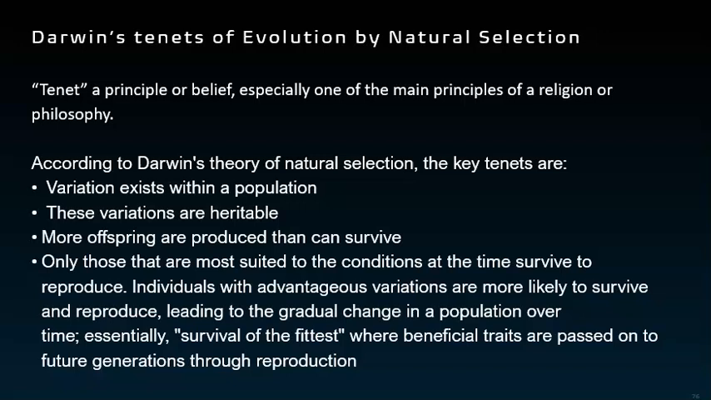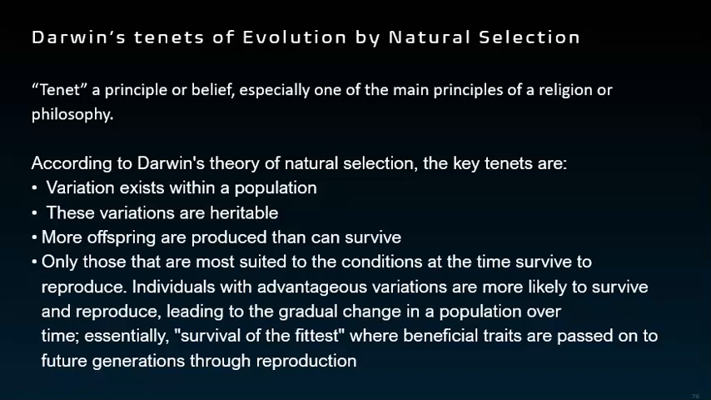So we talked about Darwin's tenets of evolution, and a tenet is basically just a principle or a belief. Especially one of the main principles of a religion or a philosophy, it's usually used in that context. But according to Darwin's theory of natural selection, the key tenets are these. One, that variation exists within a population, which we can observe to be true. Two, that these variations are heritable, which means they can be inherited from parents by offspring. And then more offspring are going to be produced than can survive. His biggest example of this was the sea turtle hatchlings. But in all species, he's saying, more offspring can be produced than can survive.